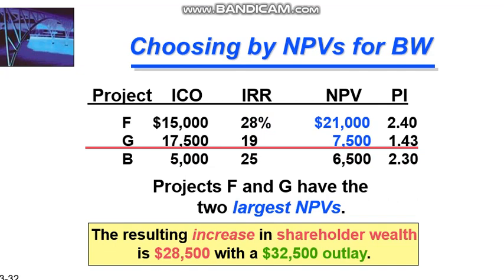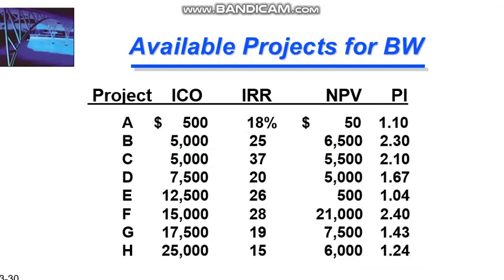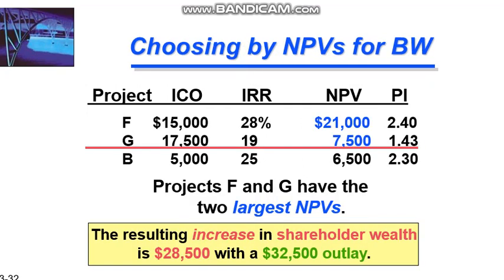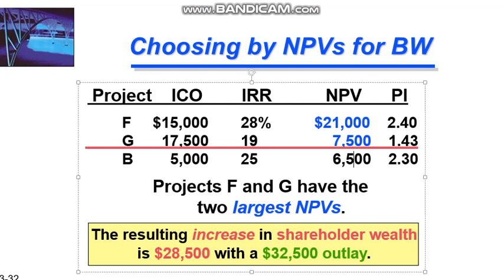Now we will go further and choose on the basis of NPV, right? Now the basis is NPV, net present value. So first of all, we are going to rank on the basis of NPV. We can see the NPV list, and the highest NPV is 21,000, in project F, and later we can see 7,500 and 6,500, right? So in this step we ranked 21,000, 7,500, and 6,500, and that is the first ranking step.